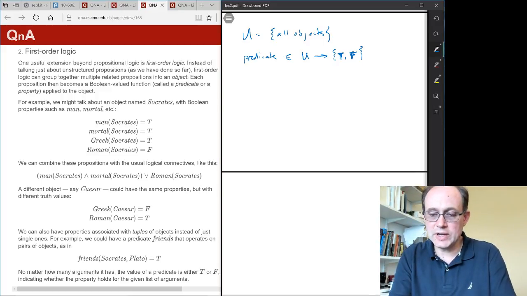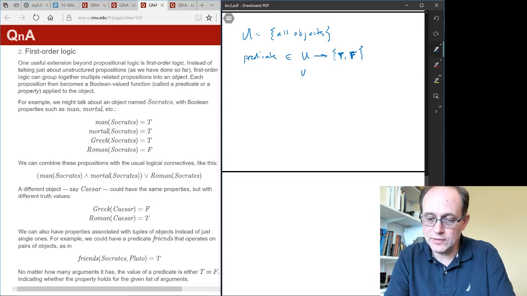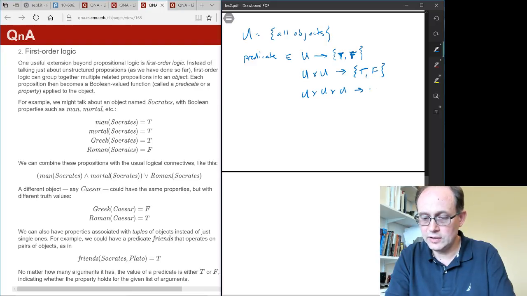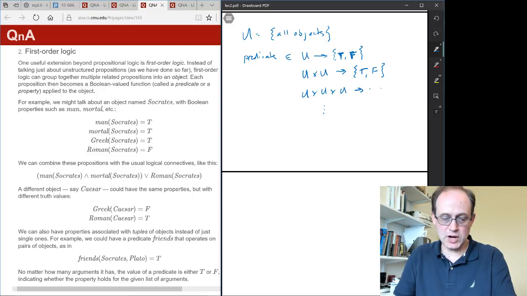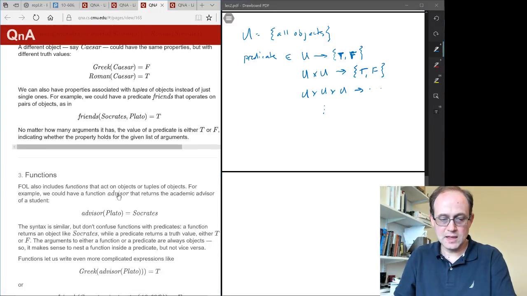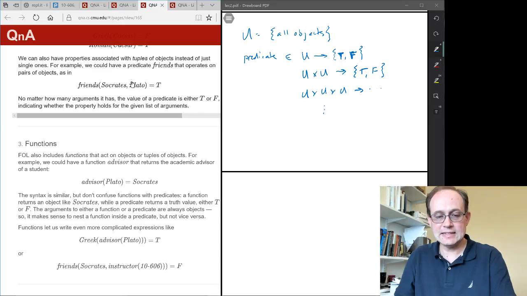And so just like we can have single argument predicates, we can also have two argument predicates. So that would be a function from U cross U to a Boolean value, T comma F, right? And we can also have, unsurprisingly, three argument predicates and so forth, right? And so an example of a two argument predicate is right here. Right, here's a predicate friends that takes two arguments, Socrates and Plato, and let's say Socrates and Plato are friends, and so this will return true.